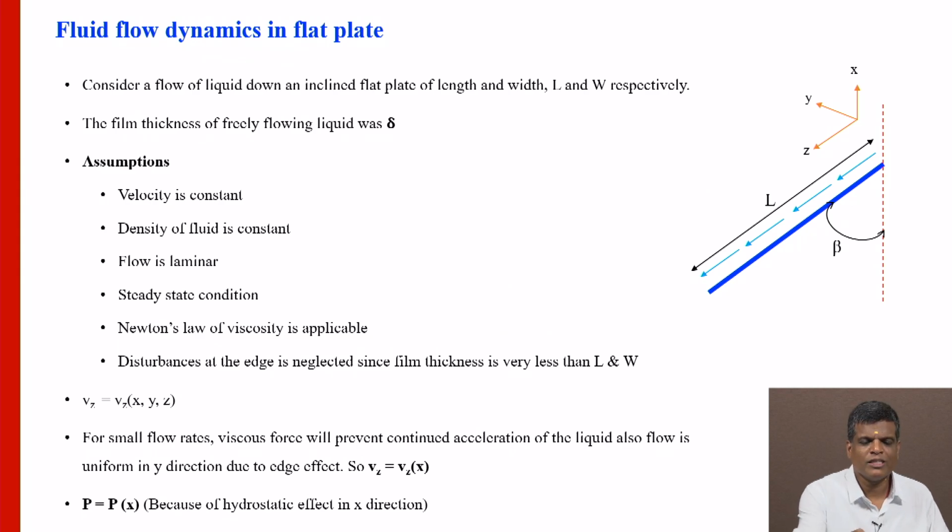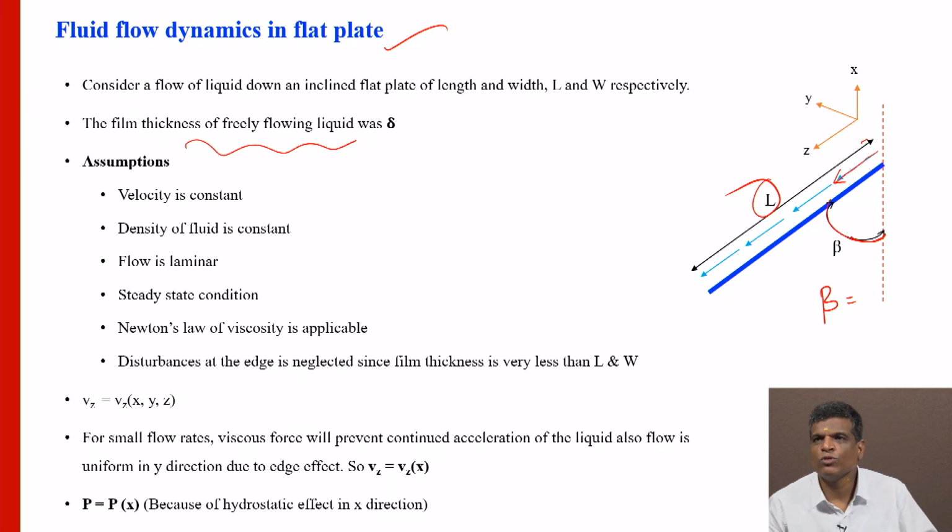The fluid flow dynamics in a flat plate. You just see here, the water flows from here to here, this side, and the angle is beta. If it is vertical, then beta automatically gets 0. The film thickness is delta, the total length is L, and W is the width of the flat plate.